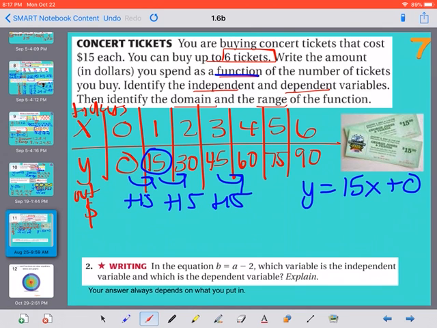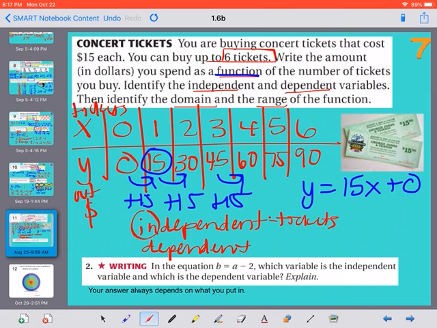So in this case, our independent variable is what we plugged in, which was the number of tickets. Our dependent variable was the cost. The cost depends on how many tickets we buy. And then domain and range. For right now, I'm not going to list them out. You know your domain is your x values and your range is your y values.